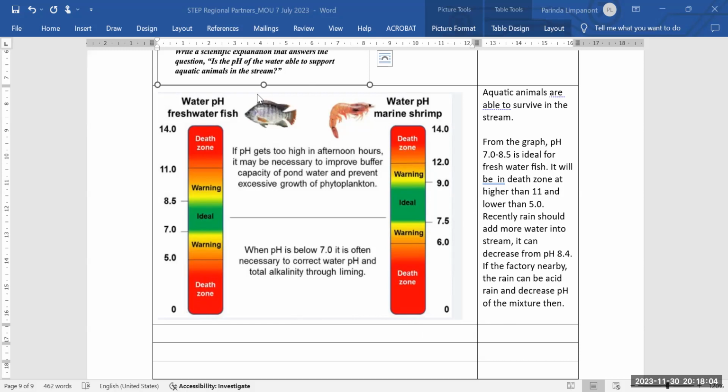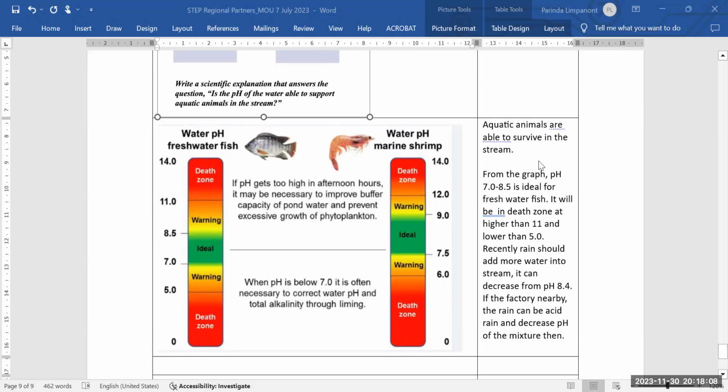Can we see a claim? So I see a claim right here: aquatic animals are able to survive in the stream. Do they back up that claim with some evidence?